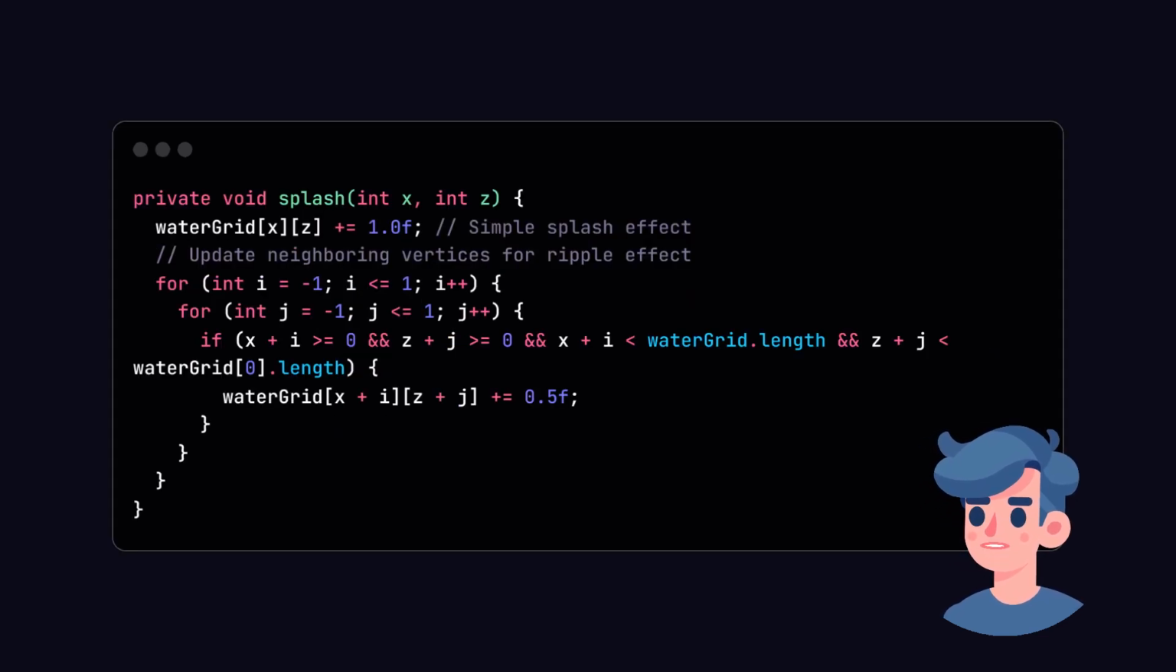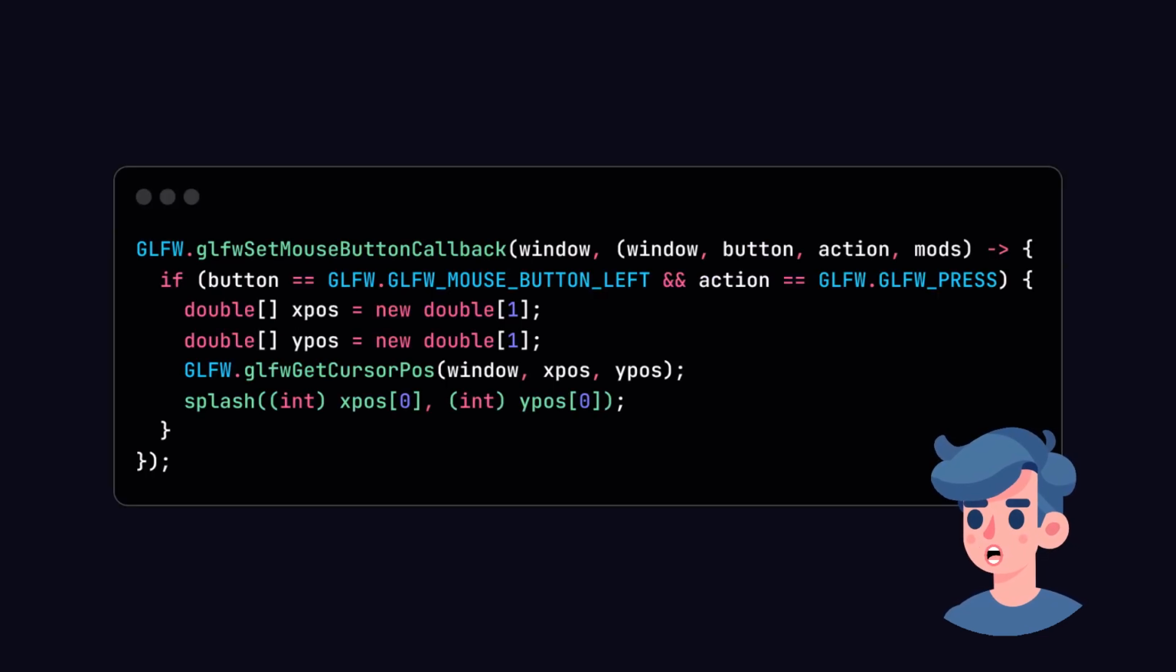As we continue enhancing the realism of our water simulation, we'll also consider surface interaction, like splash effects when objects collide with our water surface. Let's create a simple method to simulate such interactions. We'll call our splash method from an event listener, which triggers every time the user clicks the mouse button to simulate the water being disturbed.